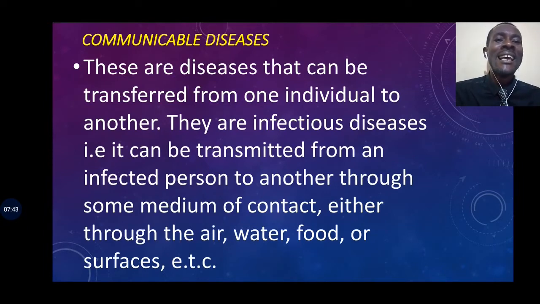Now, what are communicable diseases? These are diseases that can be transferred from one individual to another. They are infectious diseases. That is, they can be transmitted from an infected person to another through some medium of contact. Now, in this case, there must be a medium of contact between an infected person and somebody who is not infected for that person to now be infected. In such a disease condition, you call that particular disease a communicable disease. In other words, it can be communicated from one person to another.